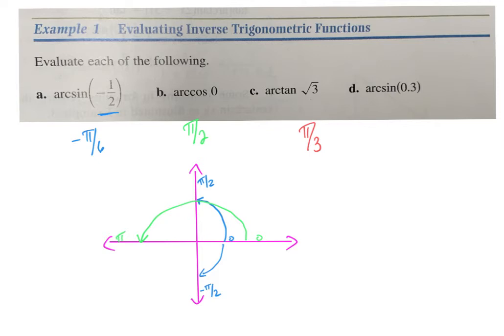Now for this last one, this is not on the unit circle. So you need to take your calculators, right? This guy's not on the unit circle. So in your calculator, you're going to use your sine to the -1, which is your shift or your second button. I don't know which one it is on your calculators. Open parentheses, 0.3, and then round to 4 decimal places.